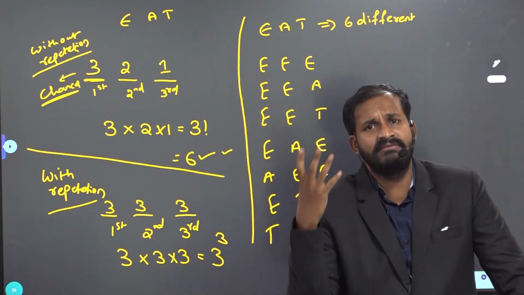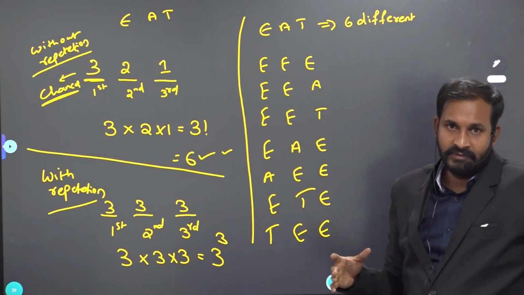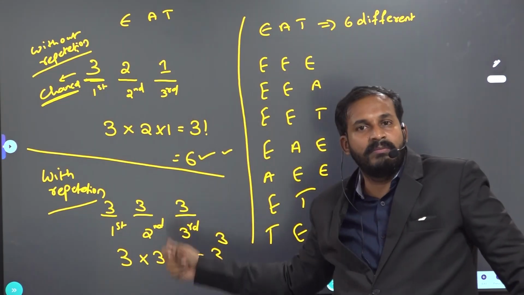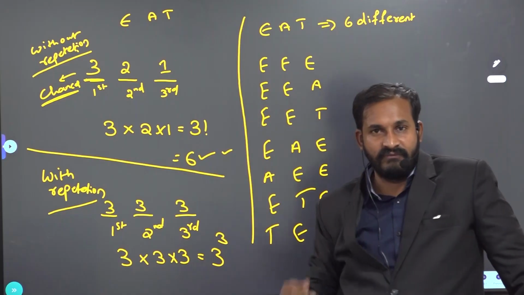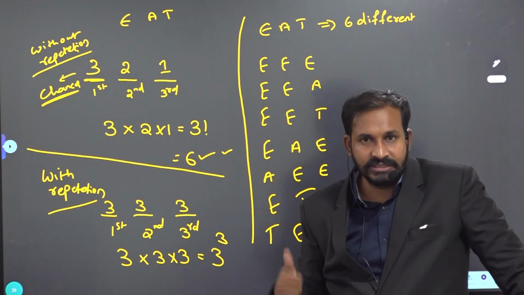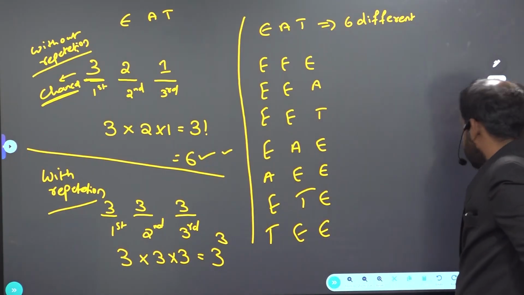Very rarely we will use the formula NPR, but in most of the cases we will try to solve the problems with this concept only. For first position how many chances, second position how many chances, like that only. Understood, students? Now we will see the formulas.